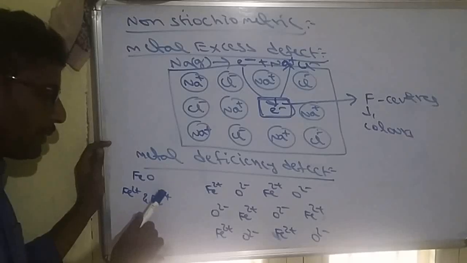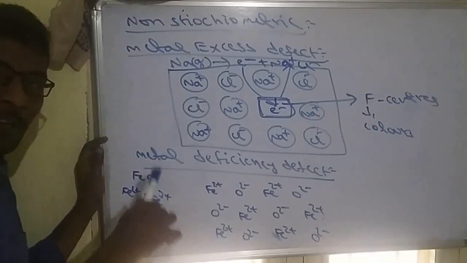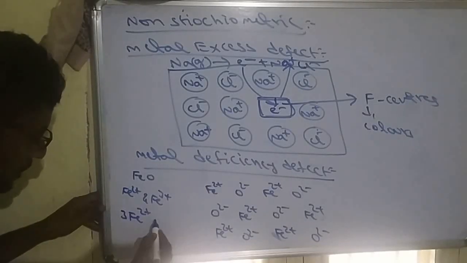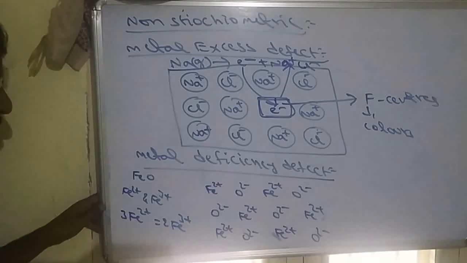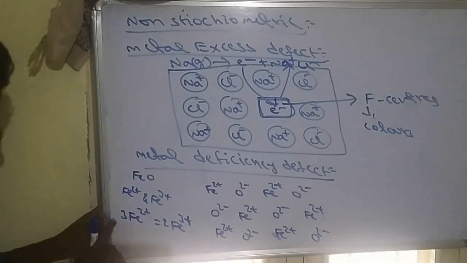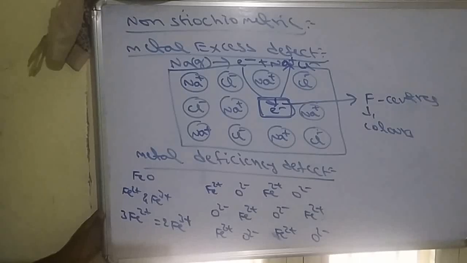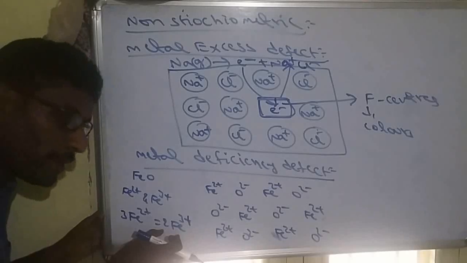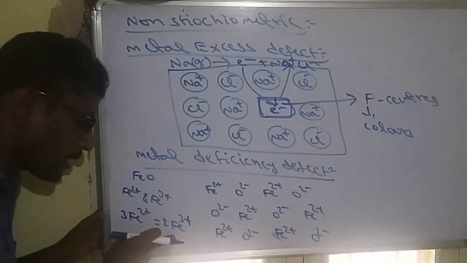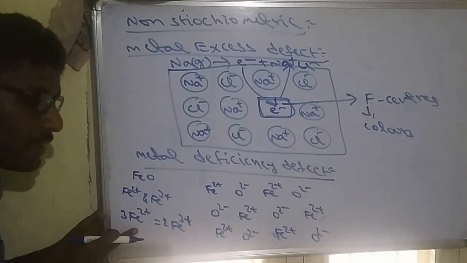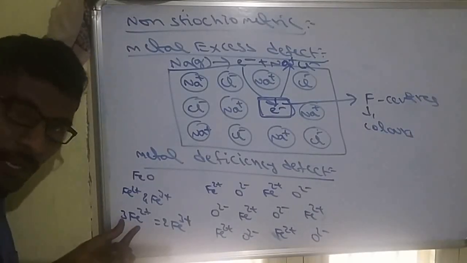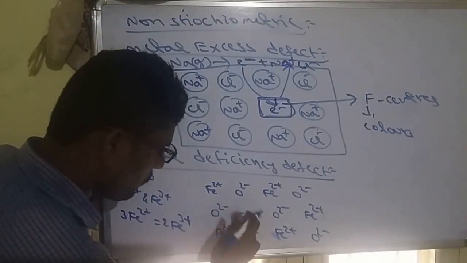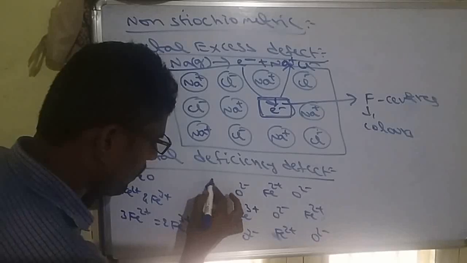Because of the Fe3+ ions, the amount of metal decreases. Why? Because in place of 3 Fe2+, if 2 Fe3+ are present, the charge is equal: 3 into 2 is 6, 2 into 3 is 6. That means 3 ferrous equal 2 ferric ions. So whenever ferric ions increase, ferrous ions decrease. We can remove 3 ferrous and add 2 ferric ions. So in place of this, I am writing Fe3+, and here also Fe3+.